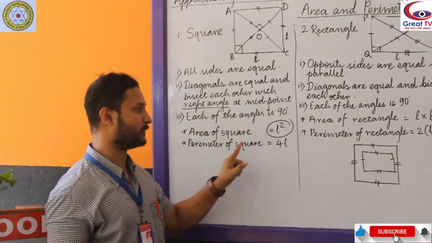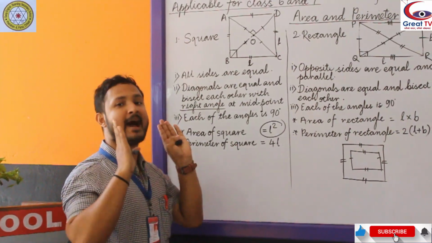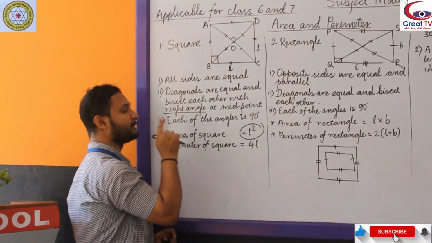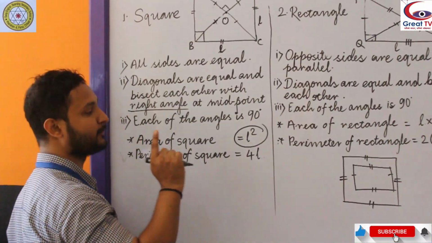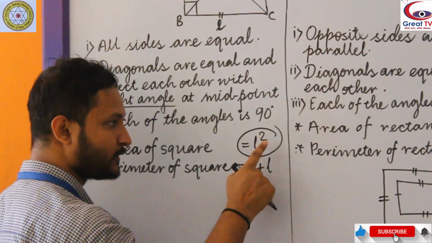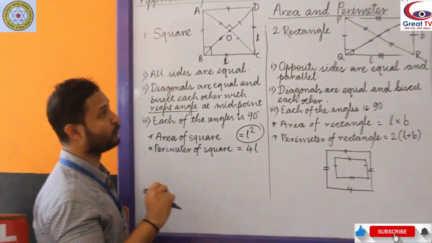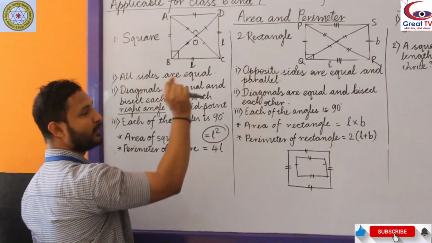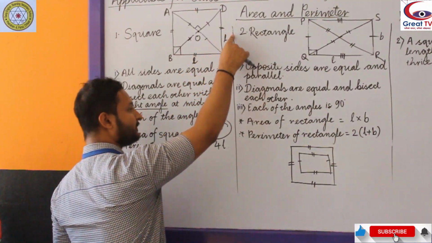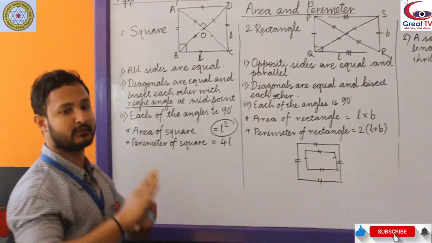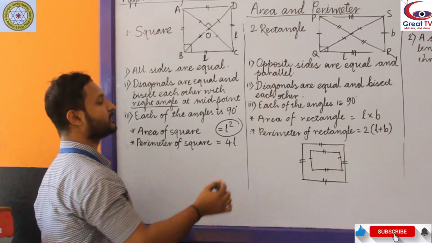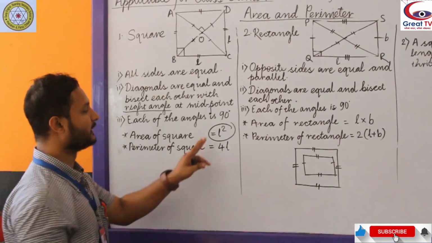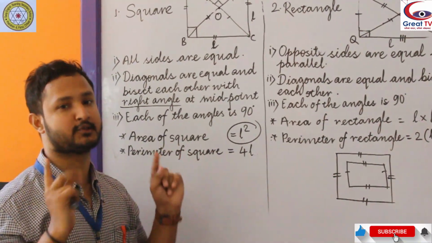Okay? Once more. When you are asked to calculate the area of a square, you have to use the formula L to the power 2, or L square. Because when we multiply two adjacent sides, we get L into L. When L is multiplied with L, the result is L square. That's why the formula to calculate the area of a square is L square or L to the power 2.